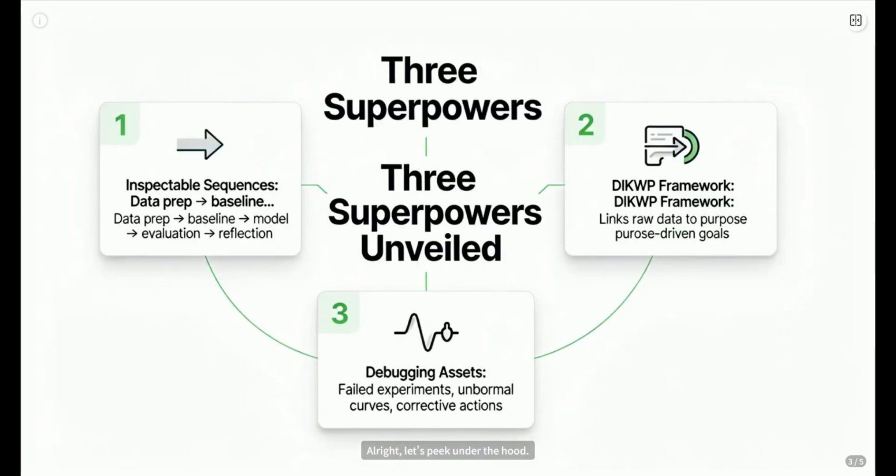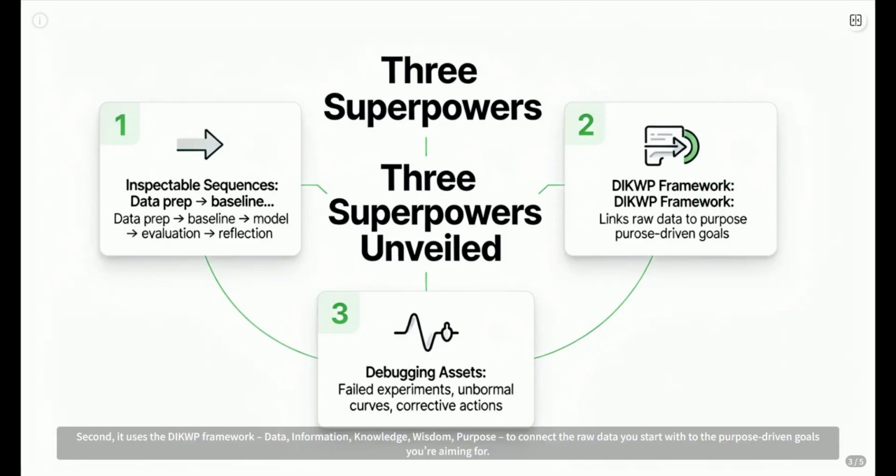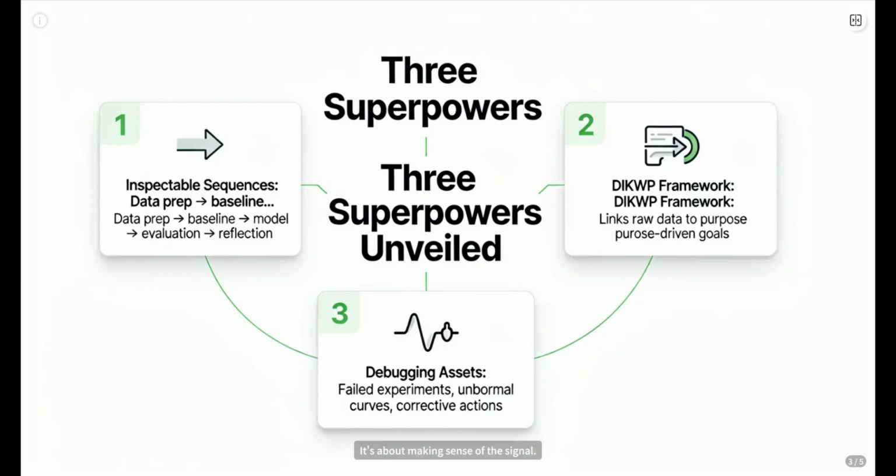Alright, let's peek under the hood. What makes this LearnLab tick? Three core strengths. First, it turns your learning path into something you can actually inspect. From how you prepared your data, built a baseline, picked a model, configured training, evaluated results, and reflected, every step is tracked. Second, it uses the DIKWP framework: data, information, knowledge, wisdom, purpose, to connect the raw data you start with to the purpose-driven goals you're aiming for. It's about making sense of the signal.